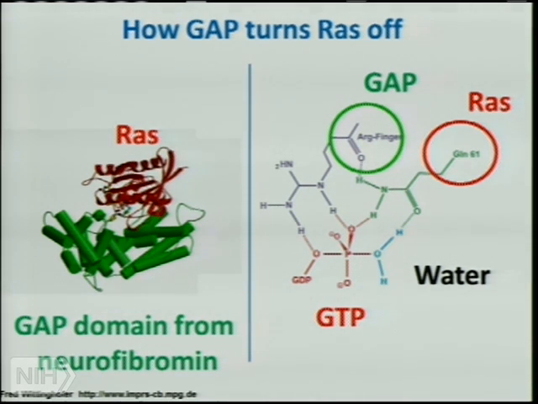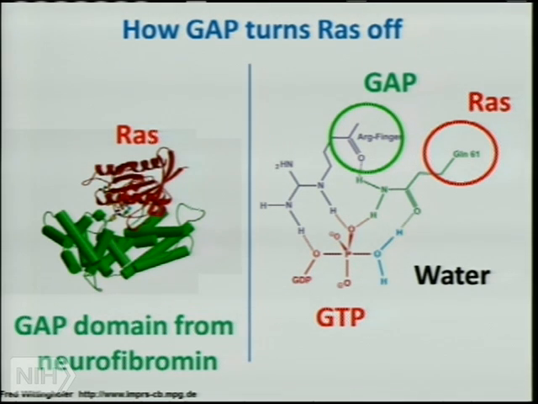GAP proteins bind to RAS, and they create an active site for GTP hydrolysis. RAS proteins on their own are extremely poor GTPases. But when GAP binds to RAS, it actually creates an active site. And it does so by poking into the active site of RAS an arginine finger, as it's called. So this shows the arginine finger from GAP poking into the active site of RAS.